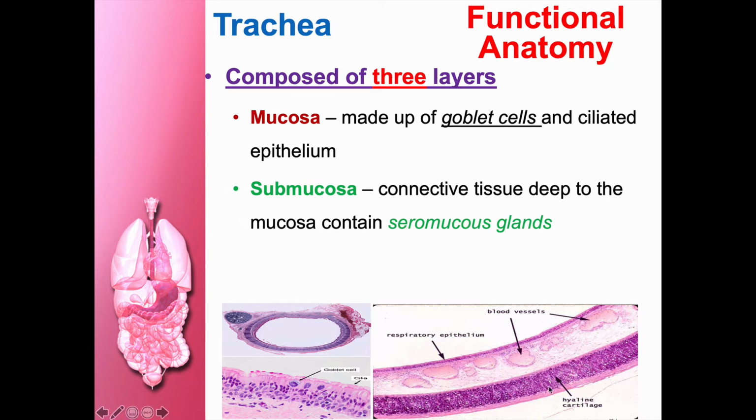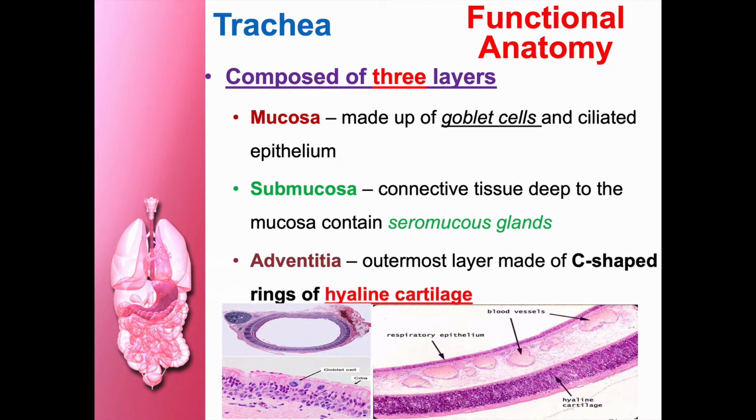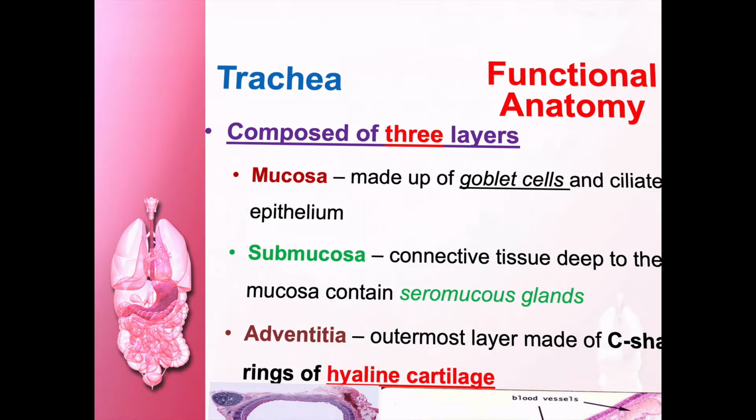This hyaline cartilage will be absent at the posterior side. That's why this is a thick C-shaped cartilage. The shape is like a C. The trachea has around 14 to 16 C-shaped cartilages present. The outermost layer is the adventitia, which is where the C-shaped cartilage is present.